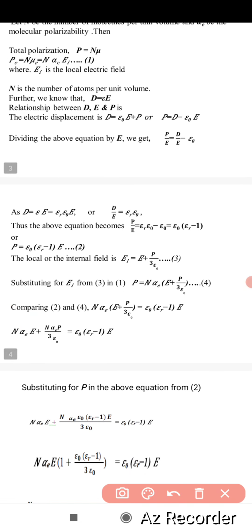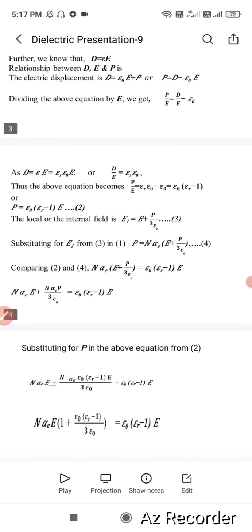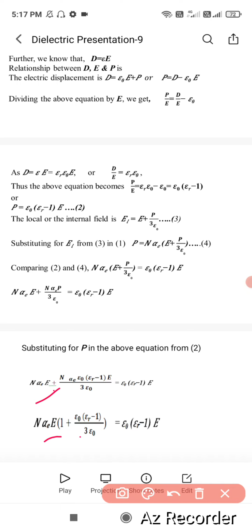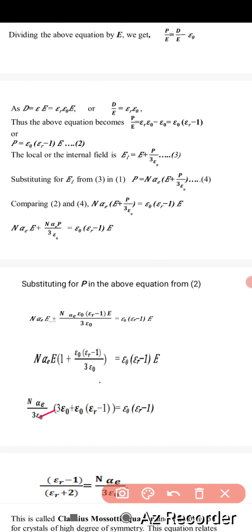Therefore, substituting the P value from equation 2, P equals epsilon naught into epsilon r minus 1 into E. In this equation, N alpha into E will be common. We get 1 plus epsilon naught into epsilon r minus 1 divided by 3 epsilon naught, which is equal to this term. On both sides, E and E cancel. Next, N alpha divided by 3 epsilon naught is taken to the right side.